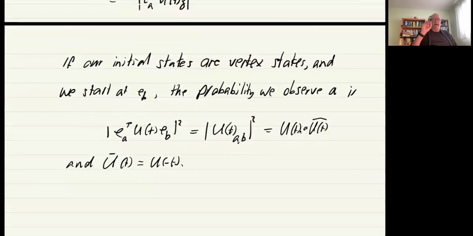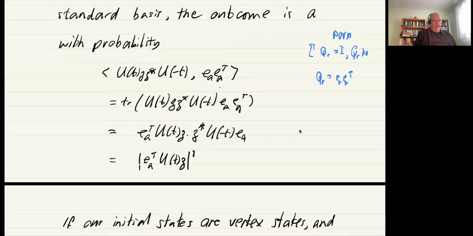So I can compute the probabilities of observing A, given that we started at B, from the squares of the absolute values of U of t. It's often convenient to write this as U of t circle the complex conjugate of U of t, and notice that the complex conjugate of U of t is equal to U of minus t. And I guess we've done this before.